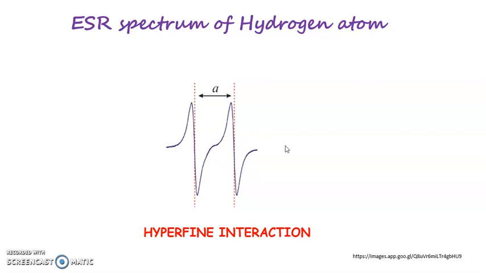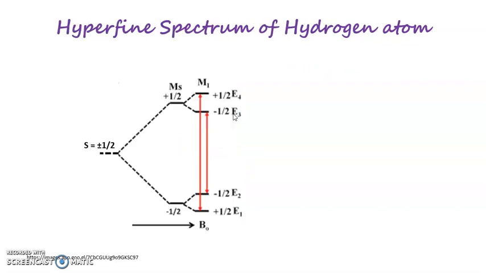In the case of hydrogen, here the strength of interaction is represented by the parameter A, which is called the hyperfine coupling constant. Next, let us consider the hyperfine interaction of the hydrogen atom.